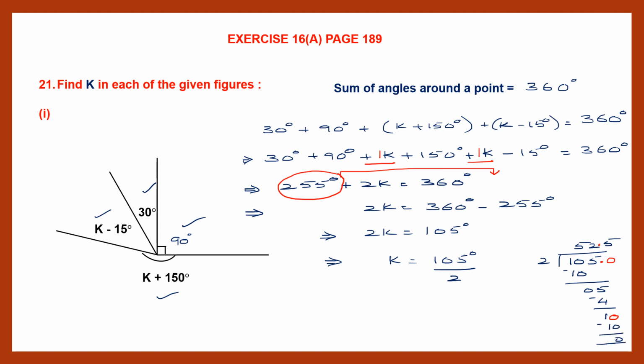2 5s are 10 minus 0. So what have we got? We have found the value of k to be 52.5 degrees. So this is the answer, 52.5 degrees. We can convert this to degrees and minutes. So we can write this as 52 degrees.